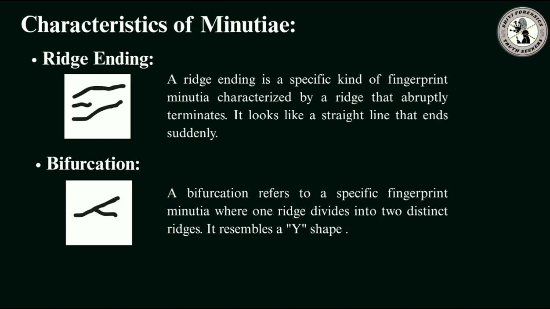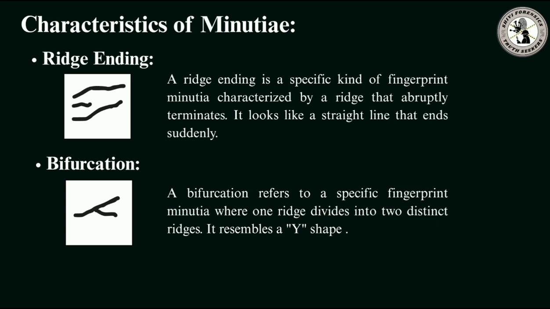First one is ridge ending. A ridge ending is where a frictional ridge comes to an abrupt stop. It appears as a clean break or termination of a line and is one of the most commonly observed minutiae.